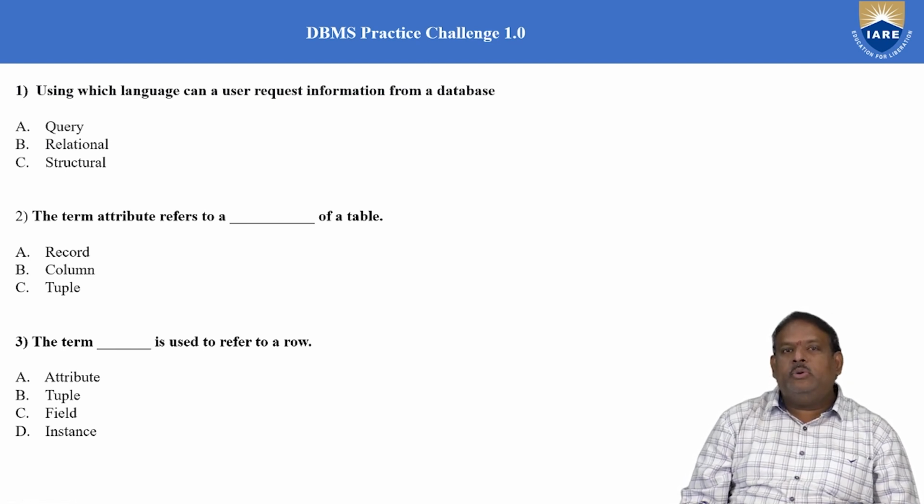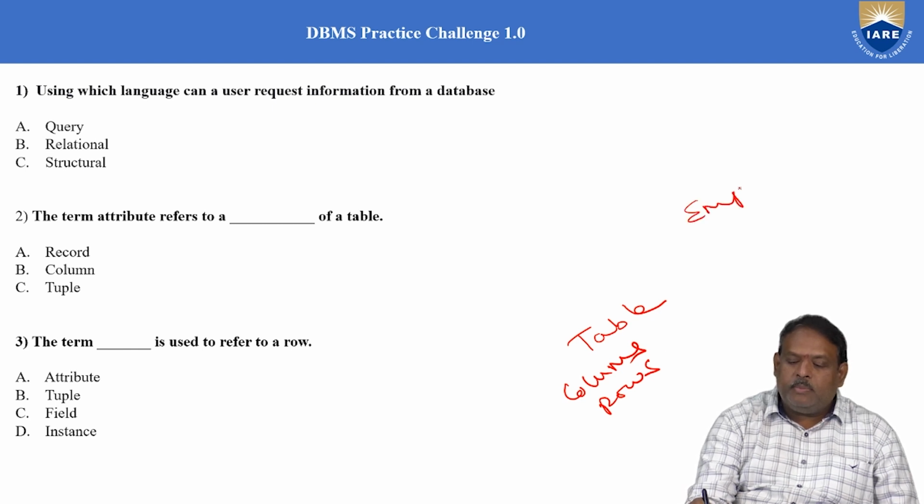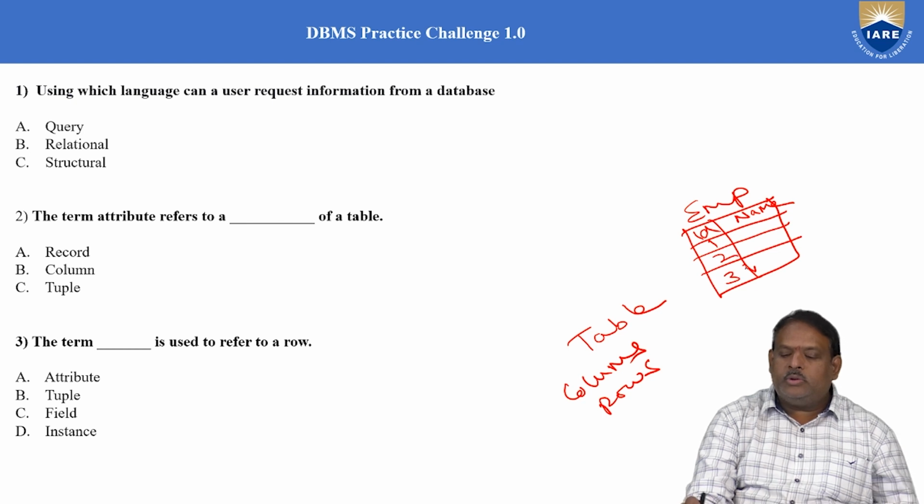The term attribute refers to dash of a table. So what does a table consist of? A table consists of columns and rows. For example, the name of the table is EMP. This has, for example, 2 columns: employee ID and employee name. Now I have here 1, 2, 3 rows. The ID 1 is A, 2 is B, and 3 is C.